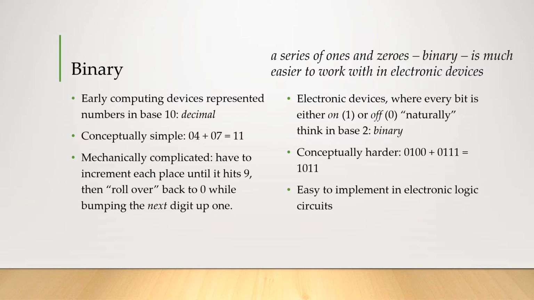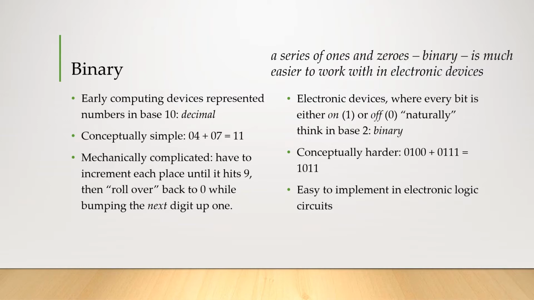And so these devices naturally think in base 2, what we call binary. This is conceptually a little bit harder because when you see the string 0100 plus 0111, you don't naturally think, oh, that's 4 and 7. It's exactly the same problem I showed on the left. It's just that it's displayed in binary. But the math is actually surprisingly easy.